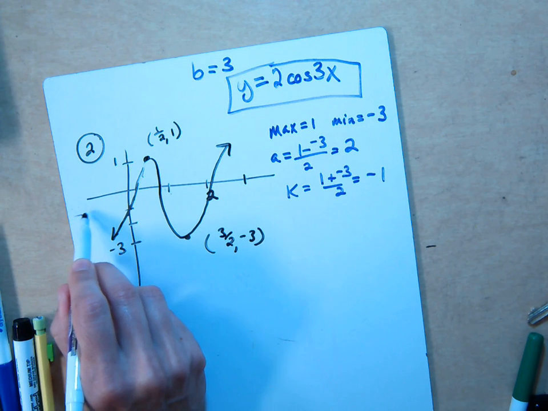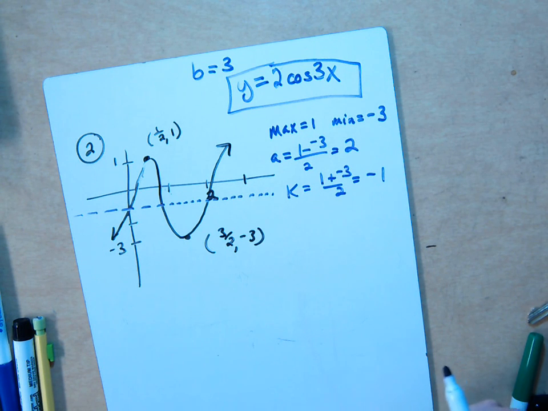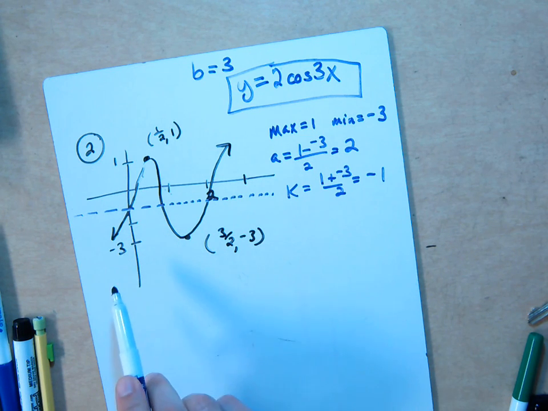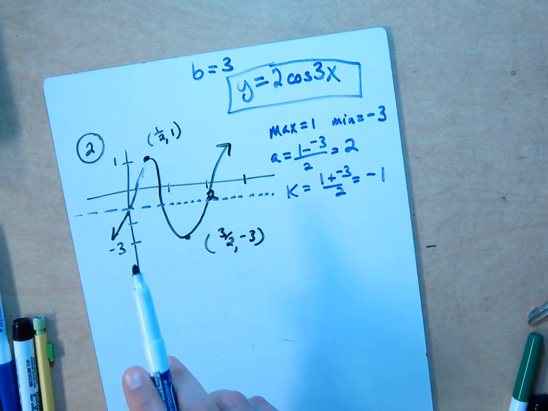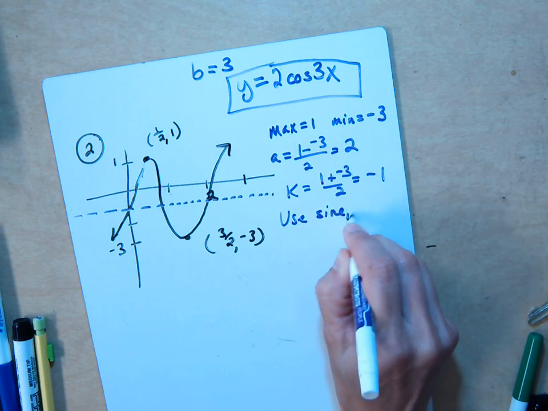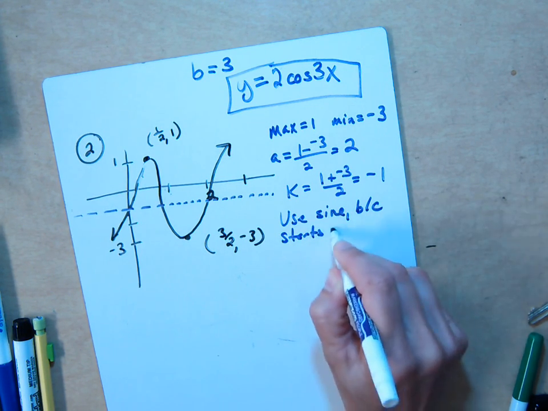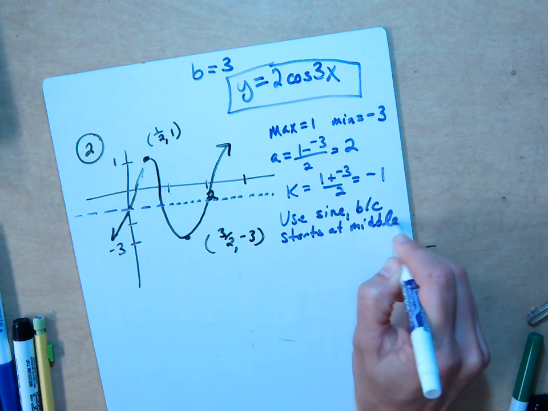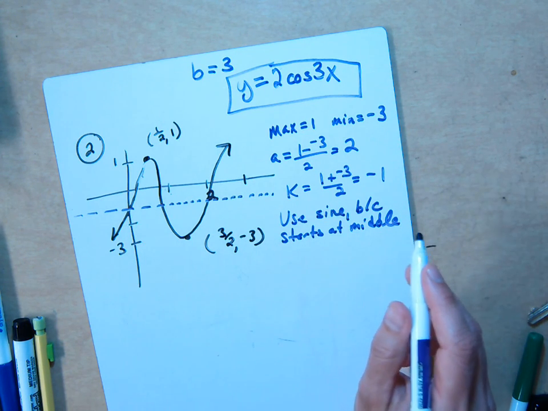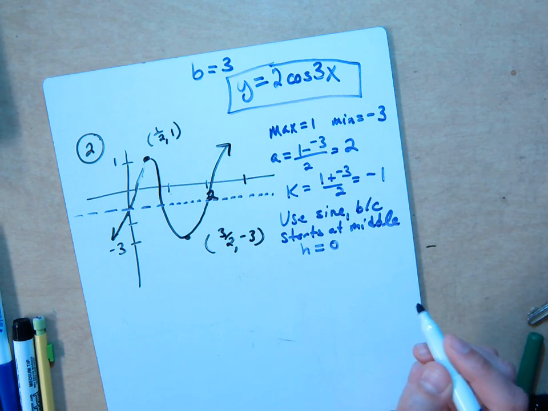Sometimes it's helpful to put a dotted line where the center of the wave is. So the center is at -1. Because the graph starts at the center, we're going to model this with a sine curve, because then we don't have a horizontal shift. The middle of the wave, right here, is where it starts. So we want to use sine, and H equals 0, so we don't have to do a horizontal shift.